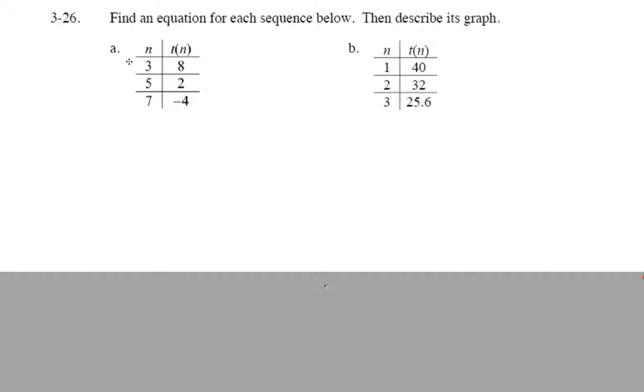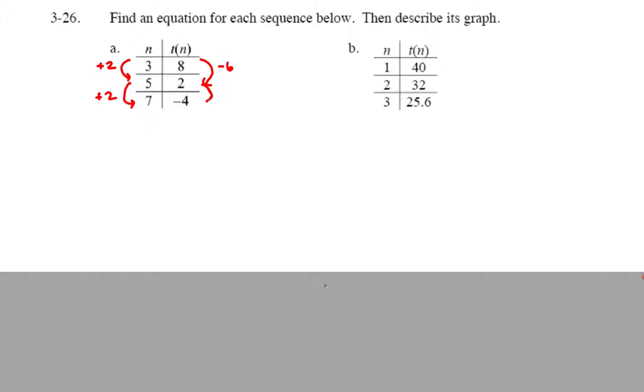When we look at this, we're increasing our term number by 2 each time. So as we go from 3 to 5, we're going up 2 terms, and then going up 2 more terms right here. That'll make it a little easier to compare our term number to our terms. The actual term decreases as we go from 8, the third term, to the fifth term, which is 2. So it's going down by 6.